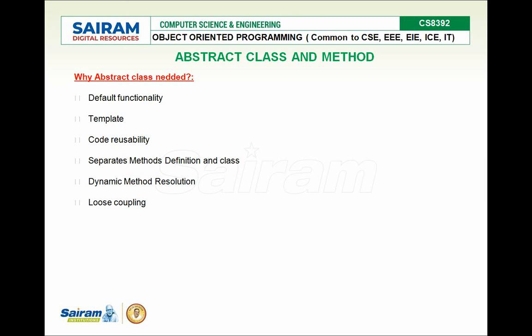And of course, if you declare a method as an abstract method in an abstract class, it separates the method definition and the class. So the class is in the abstract class, but the method is defined in the subclass. And dynamic method resolution: at runtime only, which method is going to be called or implemented is decided. And loose coupling. Loose coupling means there is less dependency between the method and the class, because the method is defined in the subclass, but it belongs to the base abstract class.